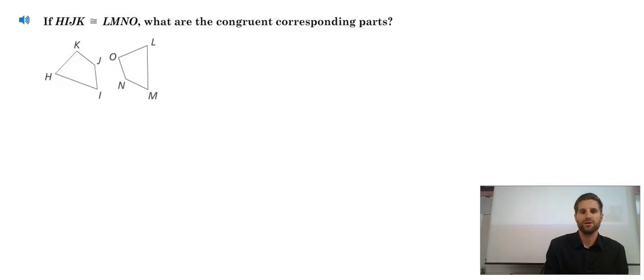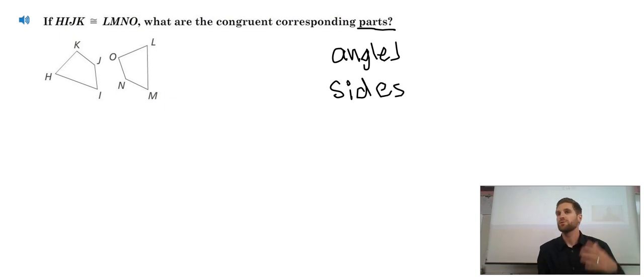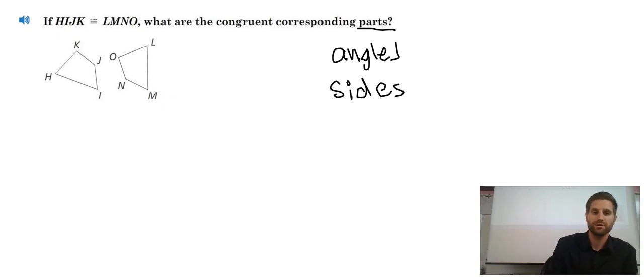Our first example, we're trying to find congruent parts, okay? What are the congruent corresponding parts? And when we're doing this, we're talking about angles and we're talking about sides, okay? So we're talking about those two things, and we want to use our congruent statement right here to help us identify. So I'm going to go ahead and use colors to identify these.